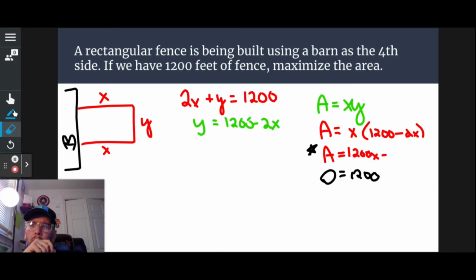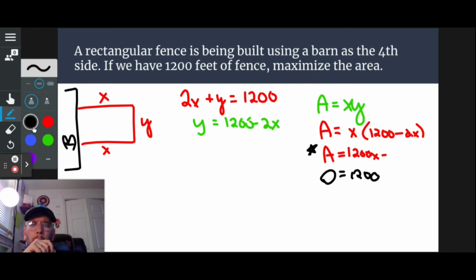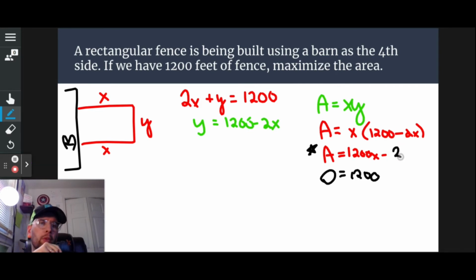All right. Got to finish this problem quickly. My computer's telling me I'm running out of space. So this was supposed to be 2x squared. My fault. So the derivative of that would be minus 4x. Add 4x to both sides, divide by 4, and you would get x equals 300. So that's my critical point.